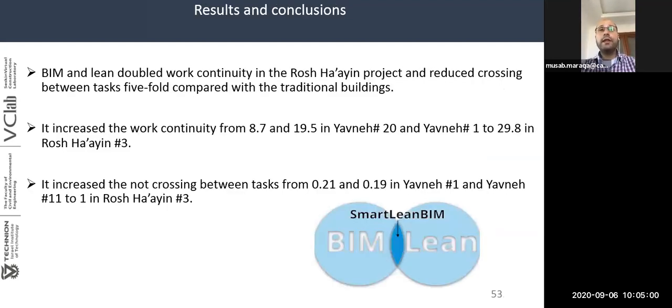Also, it showed that BIM and Lean doubled work continuity in the Rosh Ha'ayin project and reduced the crossing between tasks fivefold compared with the traditional buildings. The results also showed that it increased the crossing between tasks from 0.21 and 0.19 in Yavne 1 and Yavne 11 to 1 in Rosh Ha'ayin number 3.